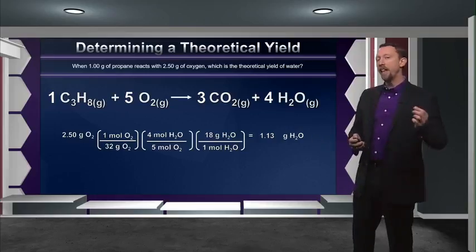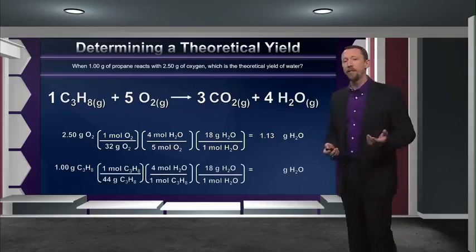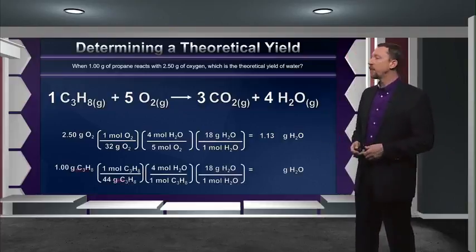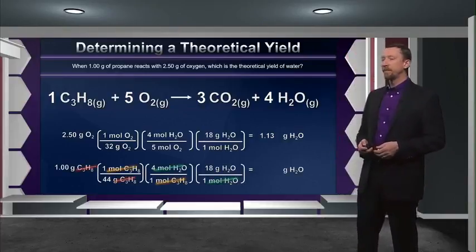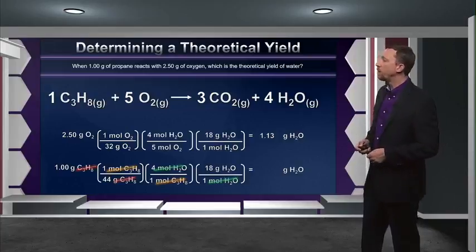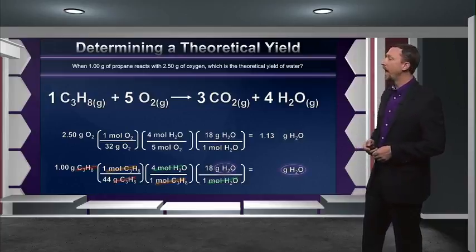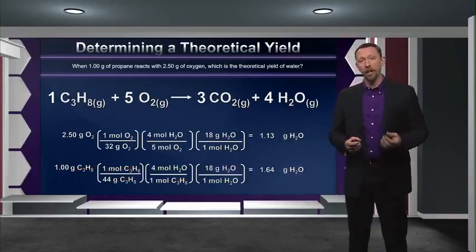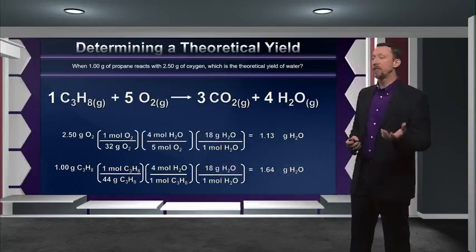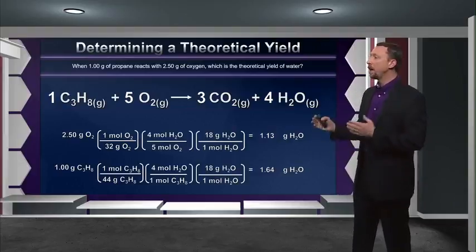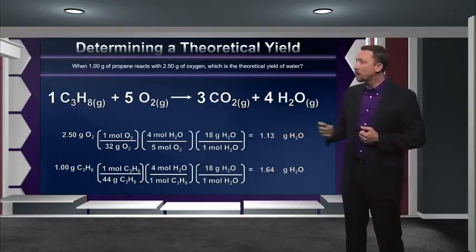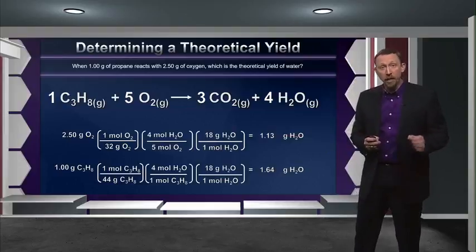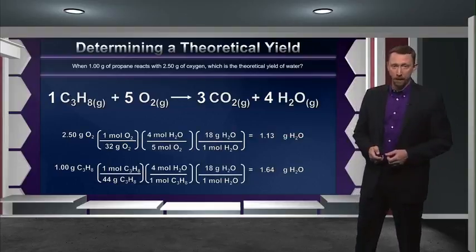If I wanted to validate or verify this, I could simply run the same equation using my gram of propane, setting up all of my terms so that I have appropriate canceling. If an entire gram of propane were to combust, that would actually produce 1.64 grams of water. Again, a validation of our selection of oxygen as a limiting reagent. This reaction will run until 1.13 grams of water is produced, at which time the oxygen will be fully consumed and the reaction will stop.